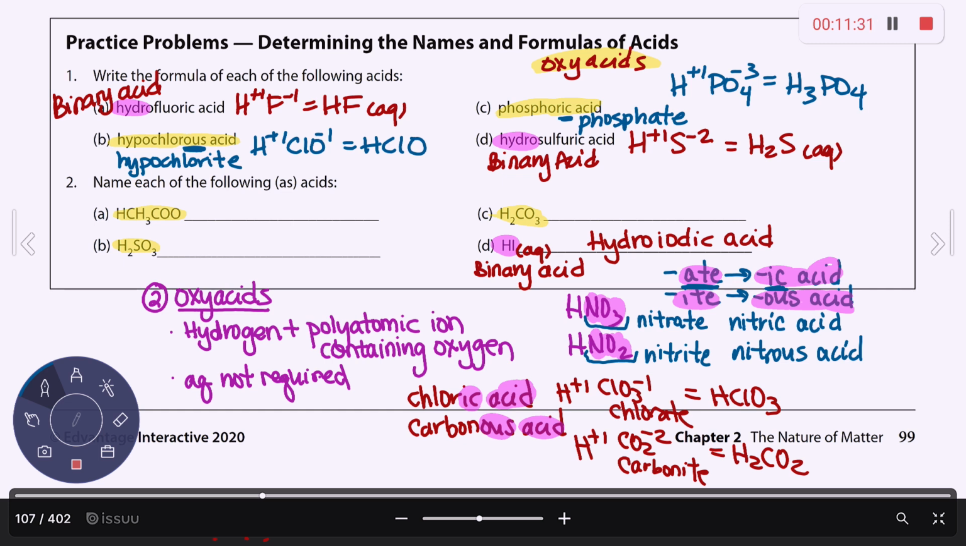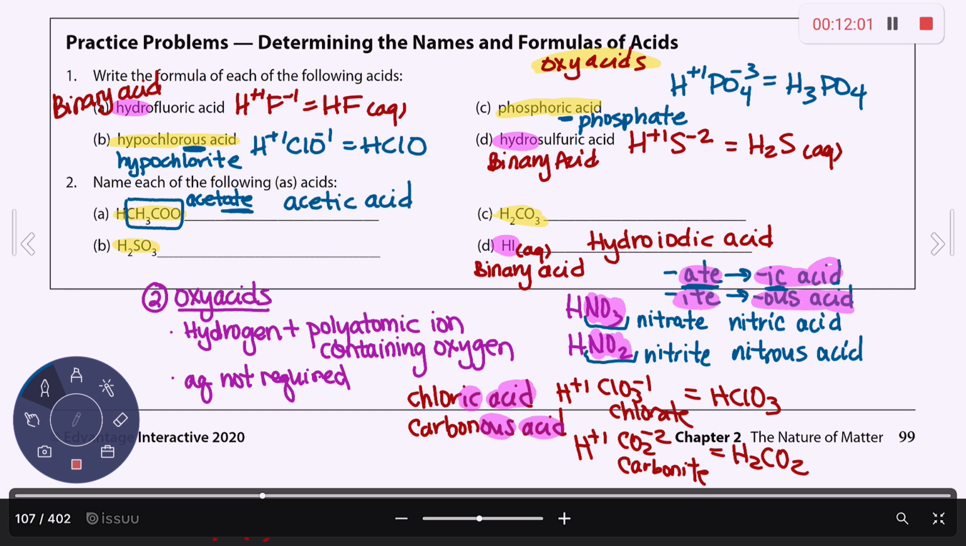And then for A, you have to be kind of careful here. This is a weird looking one. This is the one that you wrote on the bottom left of your periodic table. So when you're naming oxyacids, you want to identify the anion, which is the second ion in the formula. This is acetate. Since it ends in ate, it becomes ic. So this would be called acetic acid. Acetic acid is in vinegar.